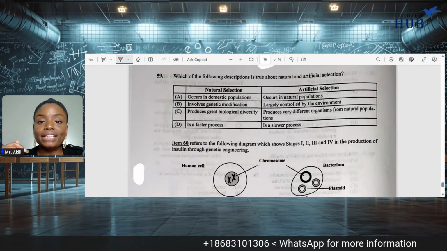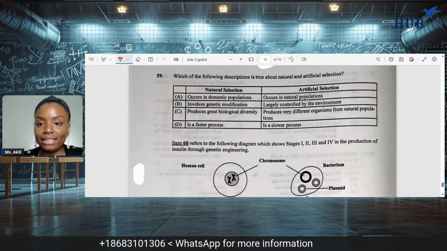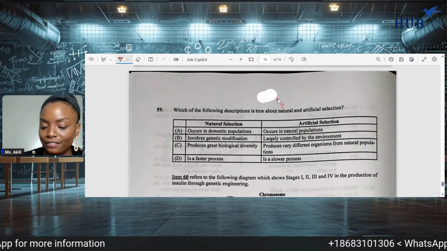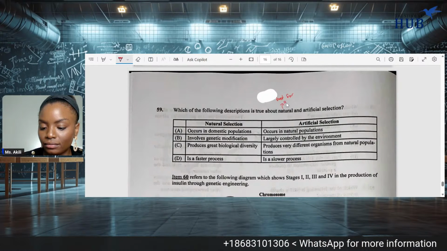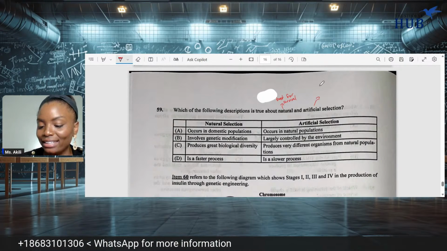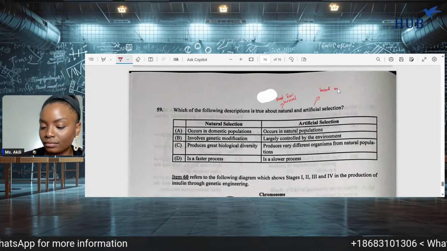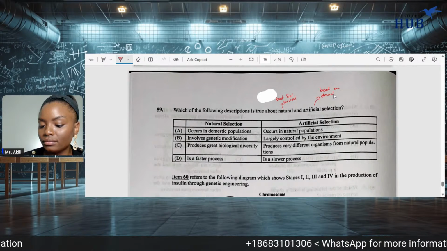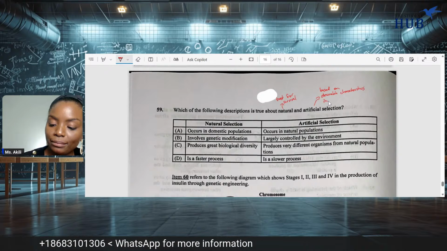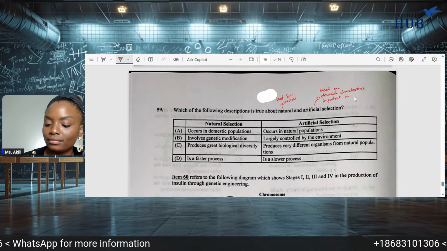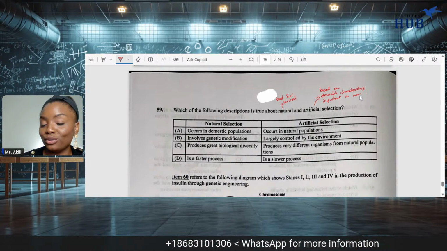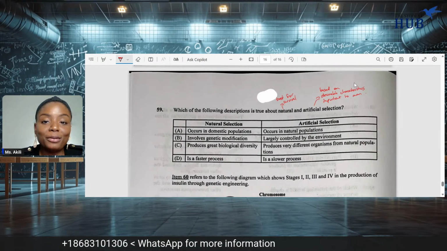So this question is focusing on the differences between natural selection and artificial selection, right? So natural selection is about selection for best for survival, right? Whereas artificial selection is based on desirable characteristics important to man. Right? So one is a natural process and one is a process where man intervenes.